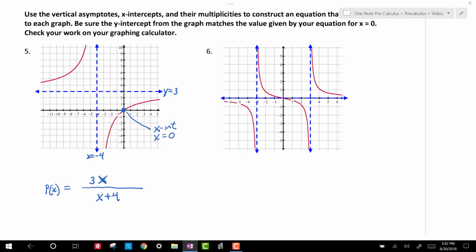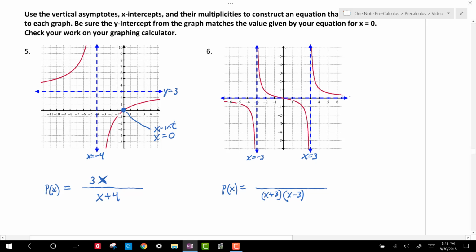Okay? Let's check out the next one, number 6. All right, first thing I notice, I've got vertical asymptotes, x equals -3, x equals +3. So I'm just going to start my equation while I'm looking at those. P of x equals, give myself a fraction here. I know I need x plus 3 for the vertical asymptote at -3. And I know I need x minus 3 for my vertical asymptote at +3.